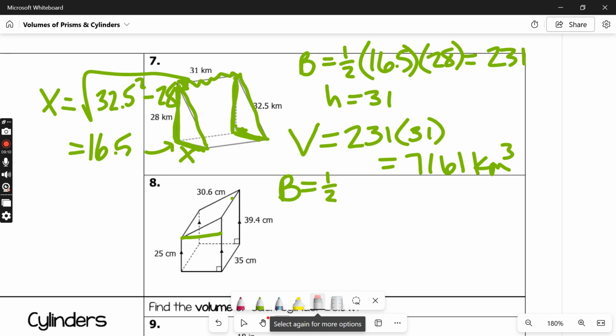Okay, so what I need to do is find this value. So I'm going to have to start by finding this number first. So to find that number, I'm going to say 39.4 minus 25. Okay, so that piece is 14.4.